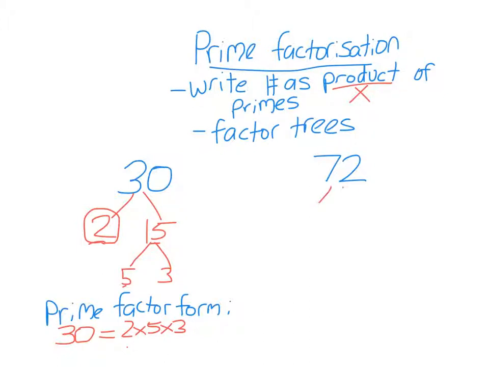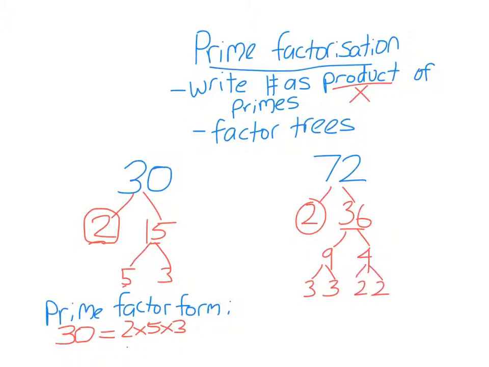So we can find any 2 factors of 72, say 2 and 36. 2's a prime number, so we stop there. 36 is not. So let's write it as 9 times 4. Again, it wouldn't matter if you wrote it as 6 times 6 or 18 times 2. It doesn't matter what factors you use, we'll end up getting the same answer. So then 9 is not prime, so I need to write it as 3 times 3. 4 is not prime, I factorize it.